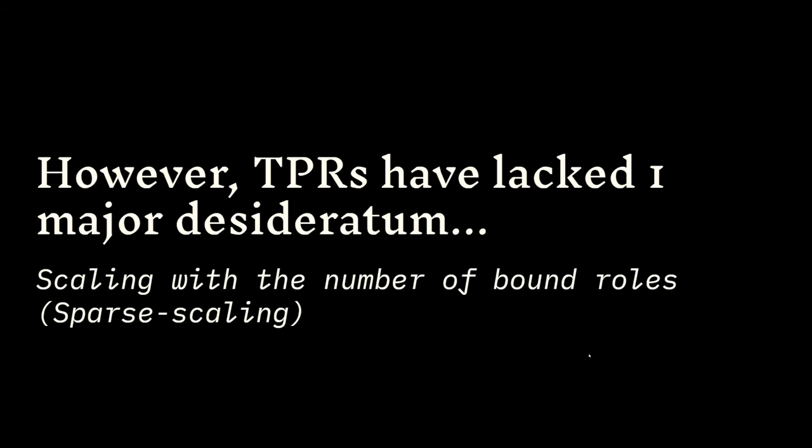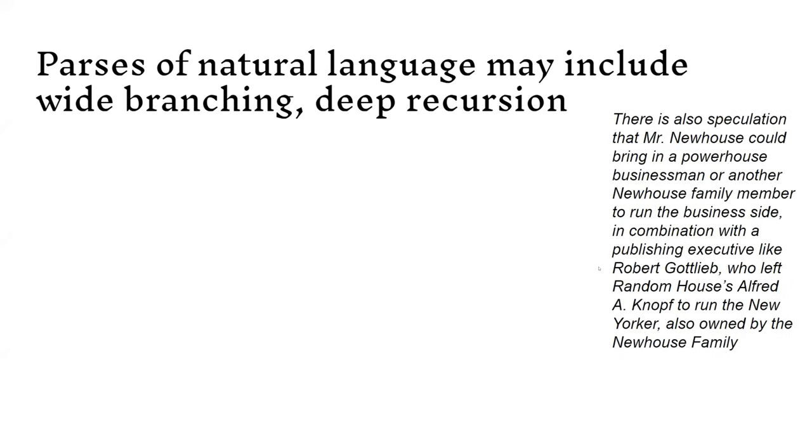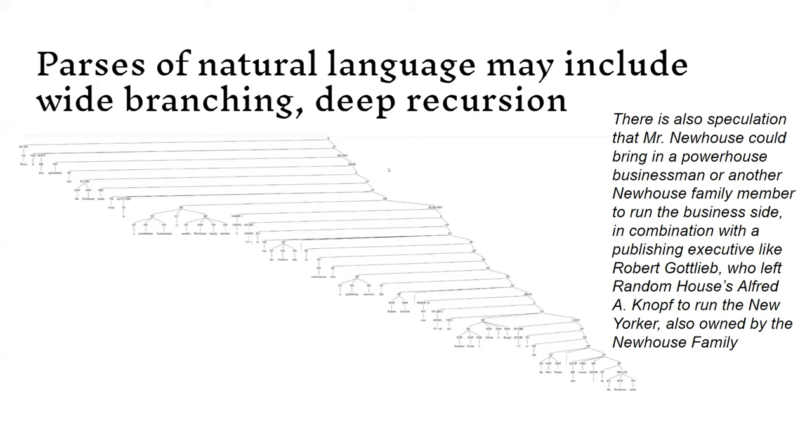Our canonical example that motivates this is that parses of natural language, particularly NLP parses, may include wide branching and deep recursion. For example, this sentence from the Penn Treebank: there's also speculation that Mr. Newhouse could bring in a powerhouse businessman or any other Newhouse family member to run the business side in combination with publishing, you know, keeps going on and recursing. I believe it has a recursive depth of like 29 or something like that. This is what the tree looks like.